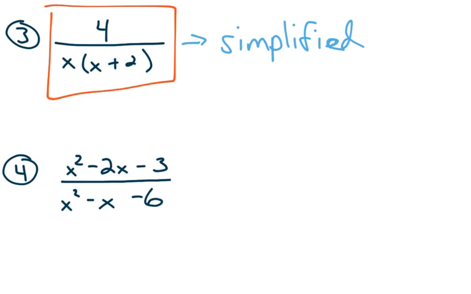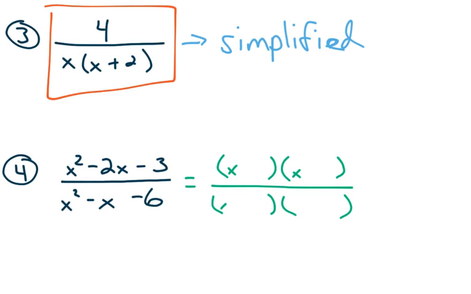Now with this one, both of them need to be factored. Both of them have 1s in front, which is really good, which means we can go right to parentheses. I'm going to have x's all over the place. Okay, so for the numerator, we're looking for two numbers that multiply together to get negative 3 and add together to get negative 2. Those two numbers would be negative 3 and positive 1. And then on the bottom, I'm looking for two numbers that multiply together to get negative 6 and add together to get negative 1. And those two numbers would be negative 3 and positive 2.